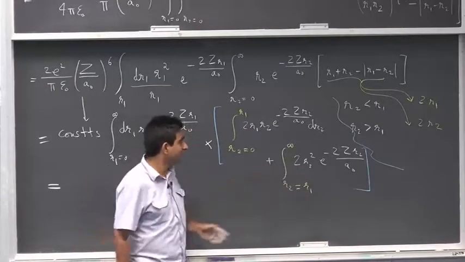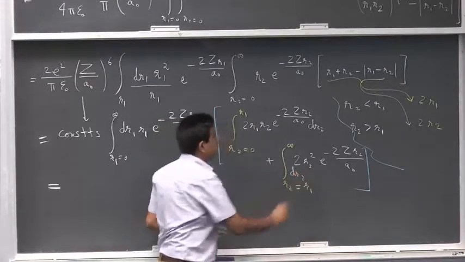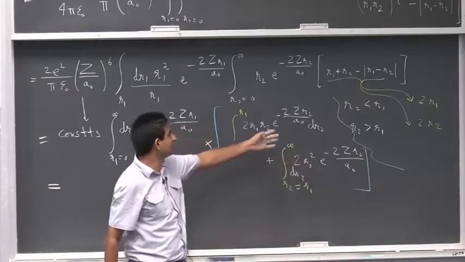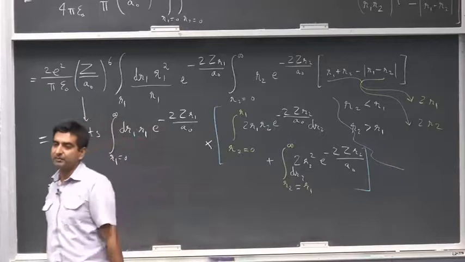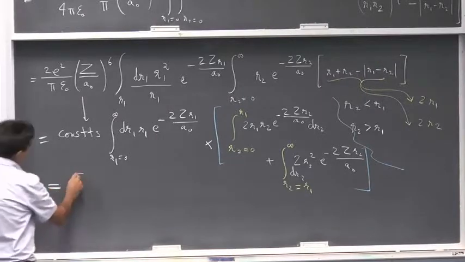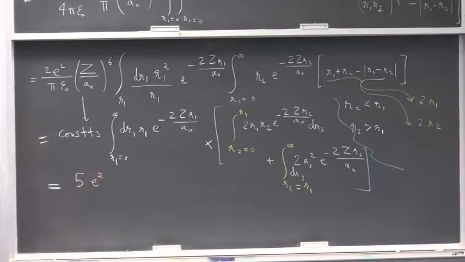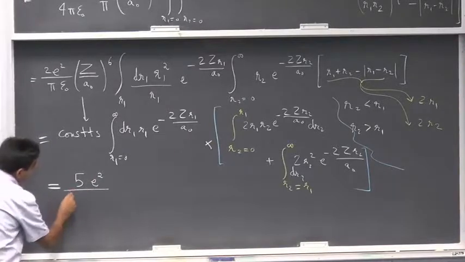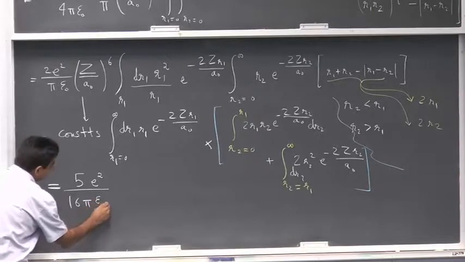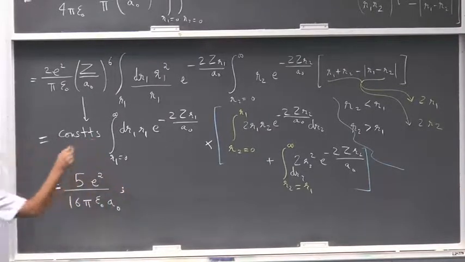This is just the integral of an exponent multiplied with the variables. You can use integration by parts. This is something really easy to do, or you can plug it in the Wolfram integrator. And the final result that pops out of all of this is a nice, simple result: 5e squared over 16 pi epsilon naught a naught. Simple, nice result.